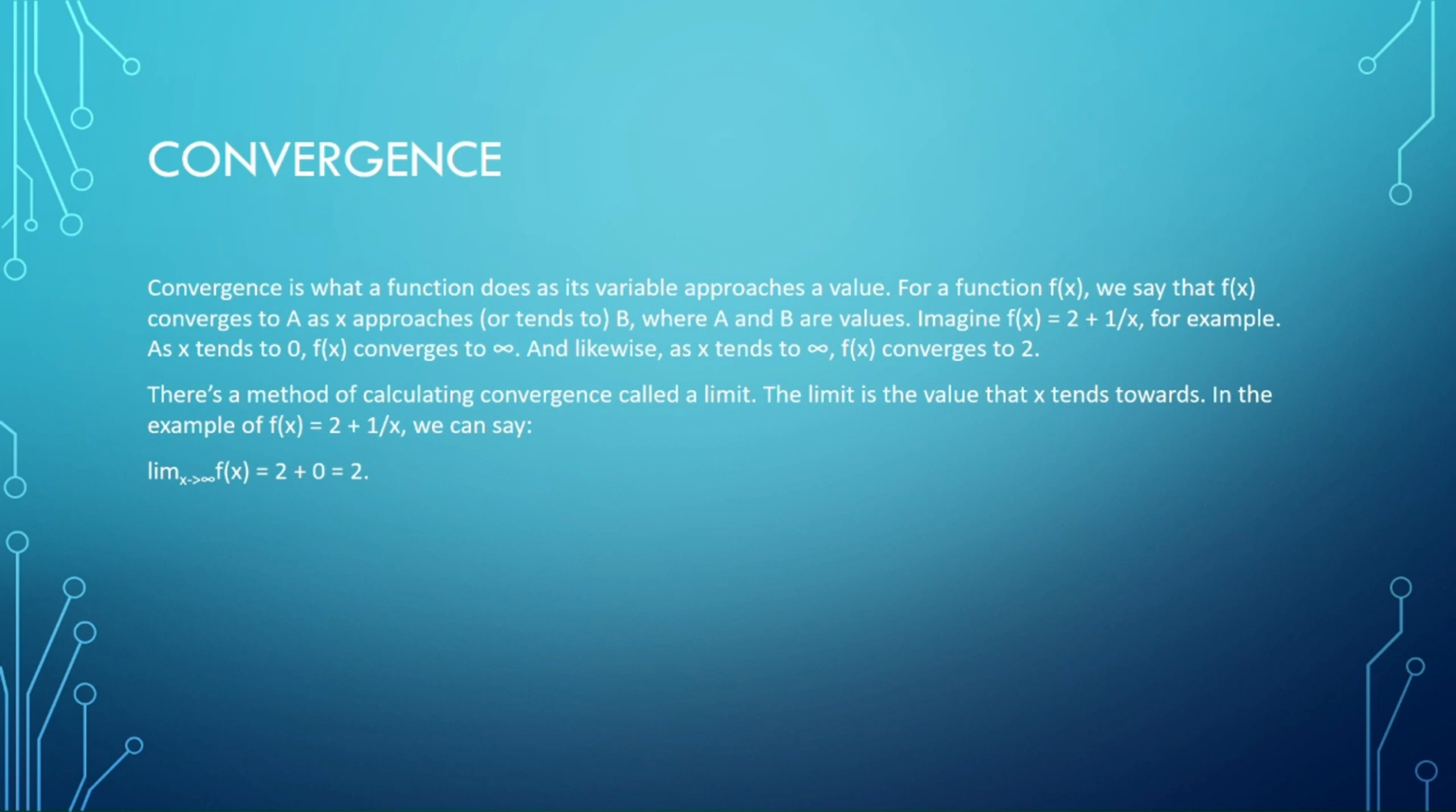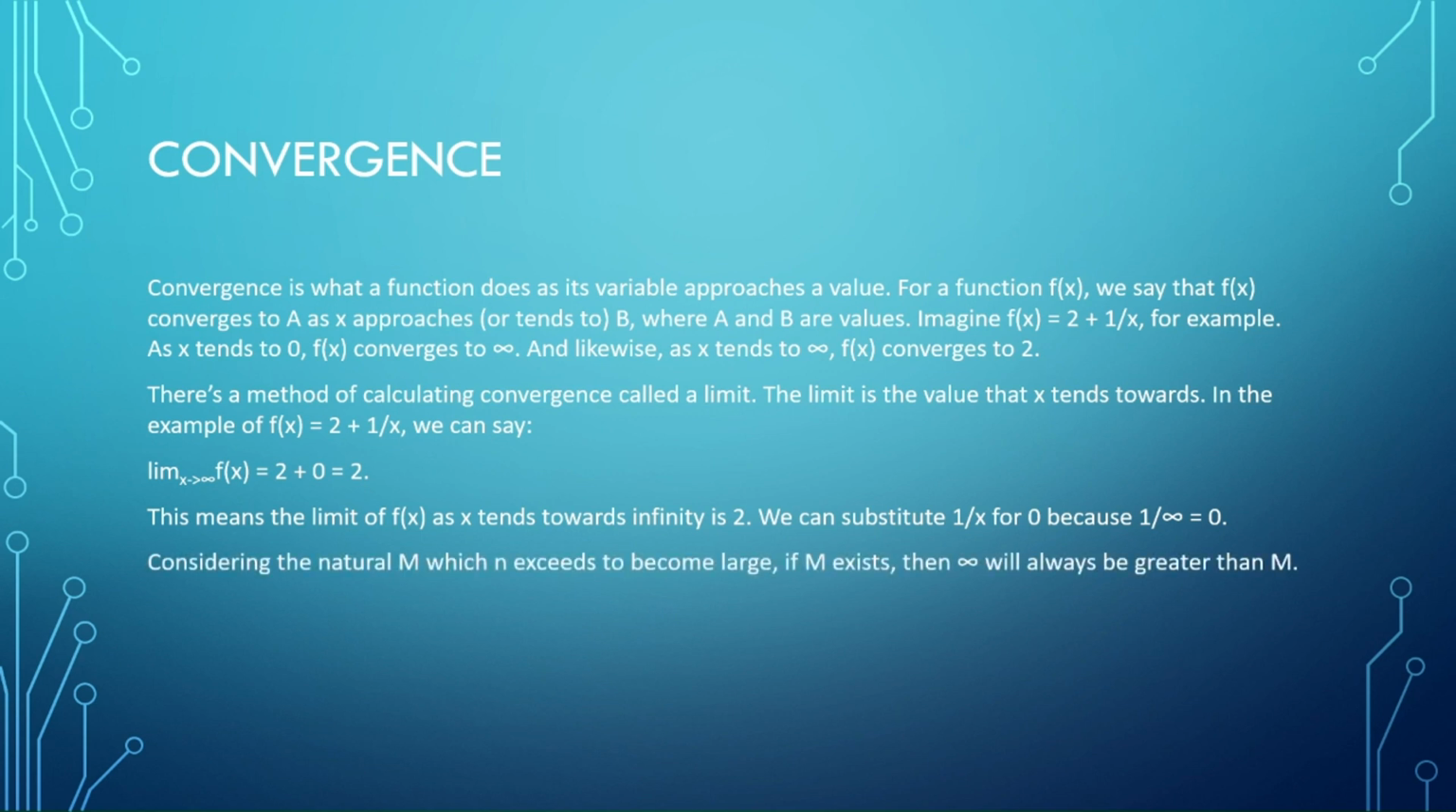There's a method of calculating convergence called a limit, as was mentioned in the chat. The limit is the value that f of x tends towards. In the example where f of x is 2 plus 1 over x, we can say the limit as x tends to infinity of f of x is equal to 2 plus 0, which is 2. This means the limit of f of x, as x tends towards infinity, is 2. We can substitute 1 over x for 0 because 1 over infinity is equal to 0.